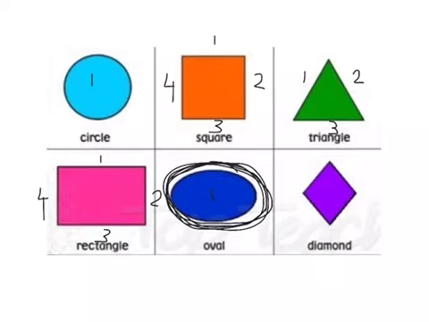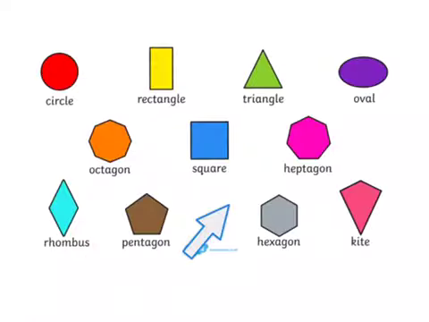The diamond. How many sides can you count? See if you can count with me. 1, 2, 3, 4. 4 sides on the diamond. Yeah, let's look at another.